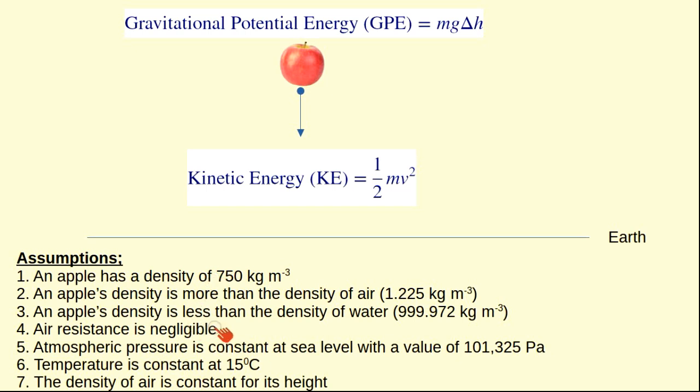Air resistance is negligible. Atmospheric pressure is constant at sea level with a value of 101,325 pascals. It's 1.01 times 10 to the 5 newtons per metre squared. Temperature is constant at 15 degrees centigrade. And the density of air is constant for its height. I'm going to do heights up to 200 metres.